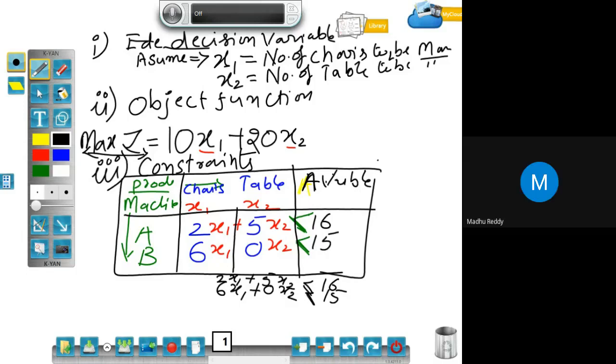Is it okay, ma'am? Okay, sir. Yes, sir. Next. So these are the two constants, but that is not enough. Still we are having more constants.